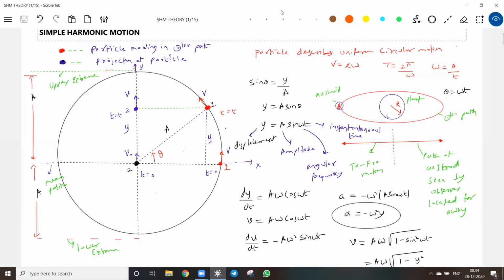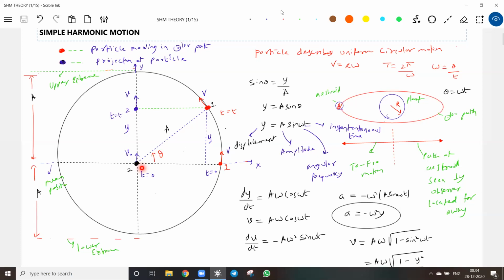Shall I say that your chapter is over if you know this much? Rest, everything is an extension or application of this. Okay, fine. So there is no such particle 2. Only particle 1 is moving, and 2 is the projection of the particle. The particle is moving in a circular path here. 2 is not a particle, it's only a projection.